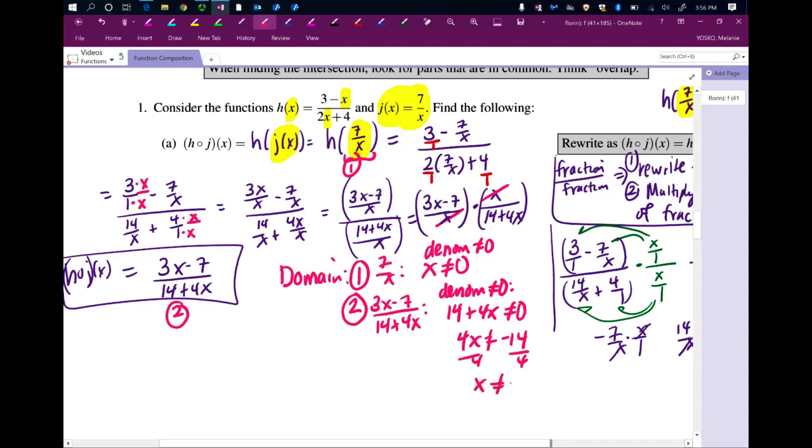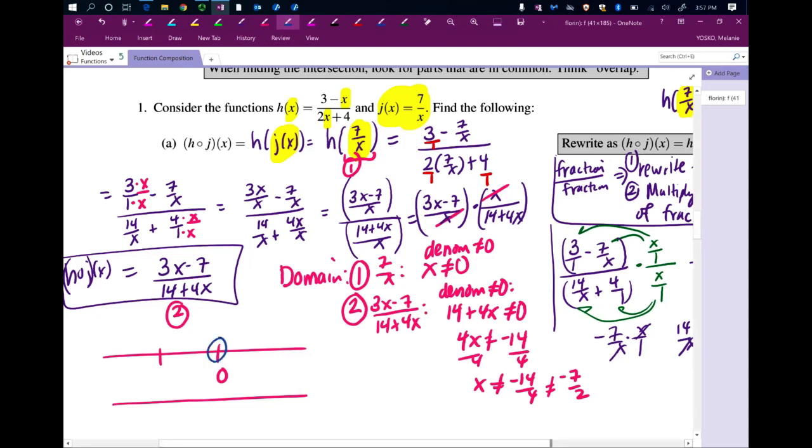So x cannot be negative 14 over 4, which we can reduce, right? Divide both by 2, get negative 7/2. So we see that x cannot be 0 and x cannot be negative 7/2. So, looking at the top piece, x cannot be 0.